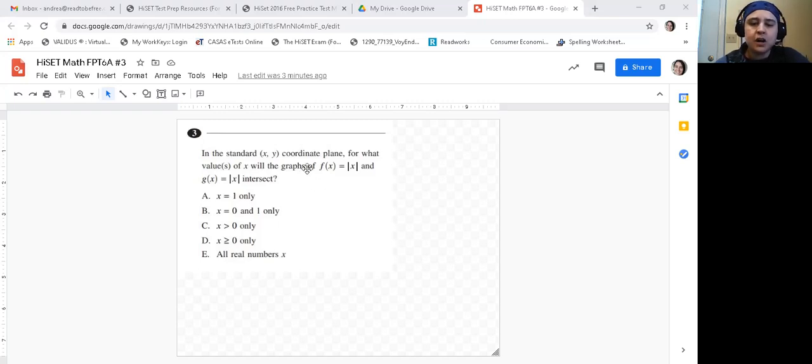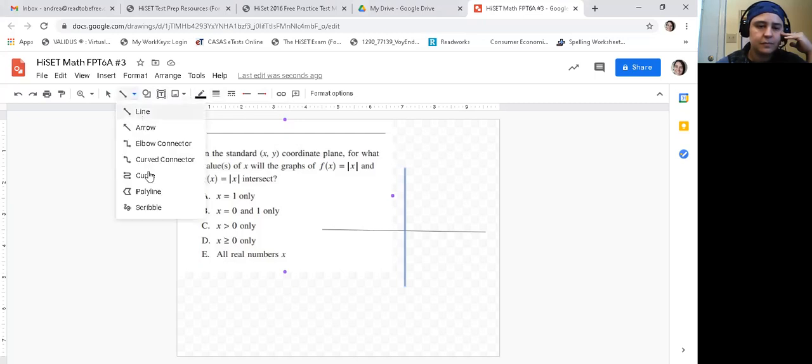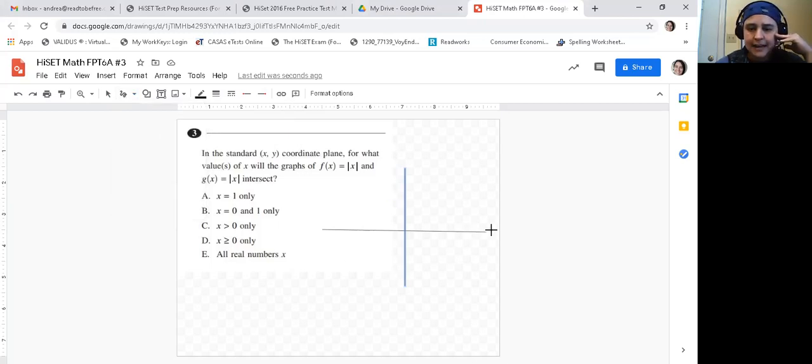So the first thing I want to do is talk to you about the coordinate plane. You are probably familiar with the coordinate plane. This is a plane that contains two lines, two axes. You have an x-axis and you have a y-axis. So this might be my x-axis right here, and this might be my y-axis right here. So this is a standard coordinate plane.